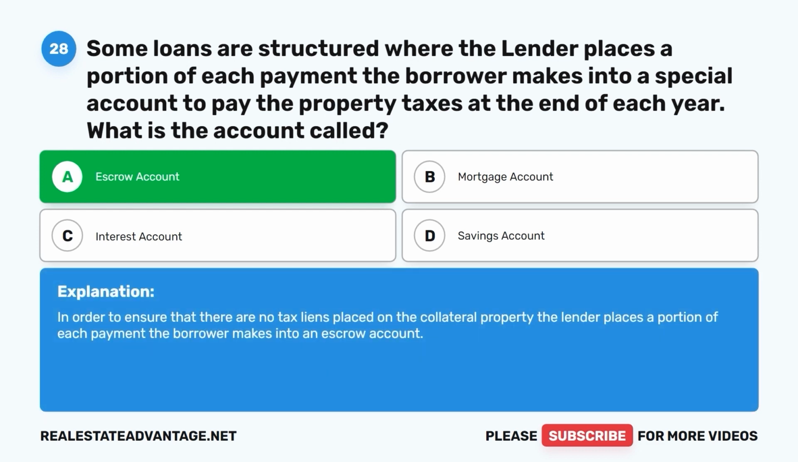In order to ensure that there are no tax liens placed on the collateral property, the lender places a portion of each payment the borrower makes into an escrow account.